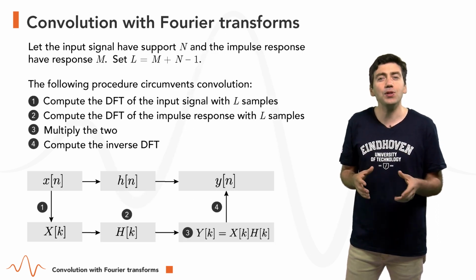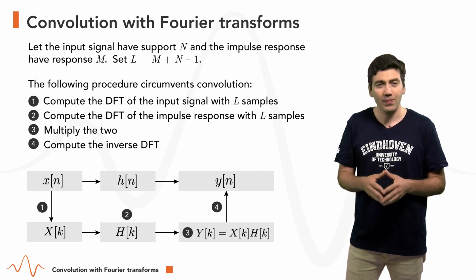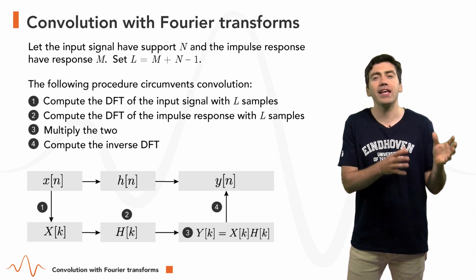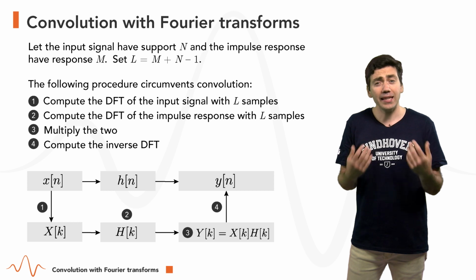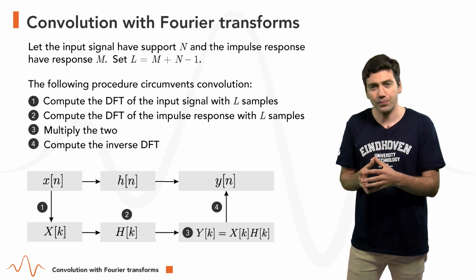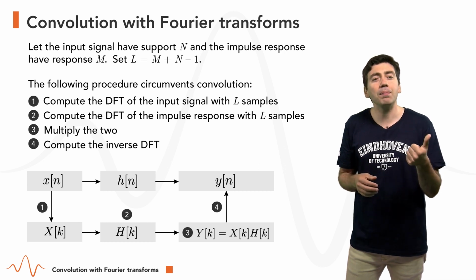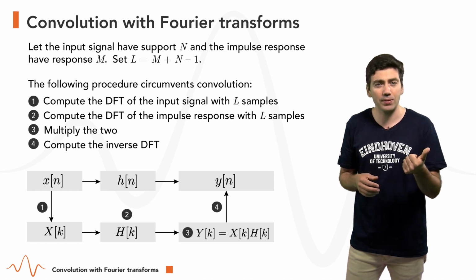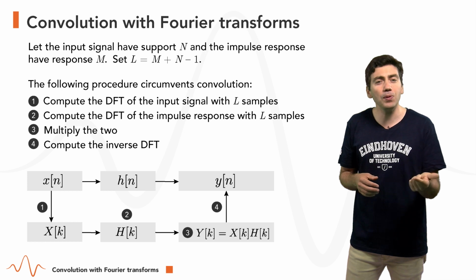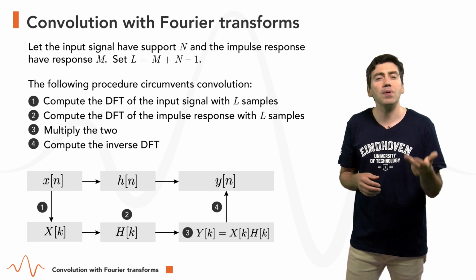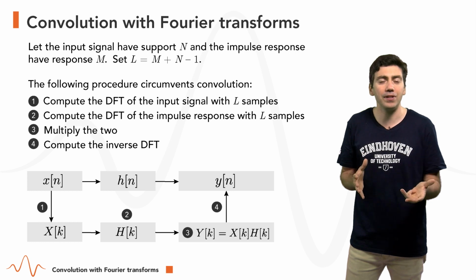Let us summarize the procedure to compute the convolution of two signals. The input signal has length capital N and the impulse response has length capital M. Say that capital L equals capital M plus capital N minus 1. First step is to compute the DFT of the input signal with capital L samples. Second step, compute the DFT of the impulse response with capital L samples. Third step, multiply the two. Fourth step, compute the inverse DFT.